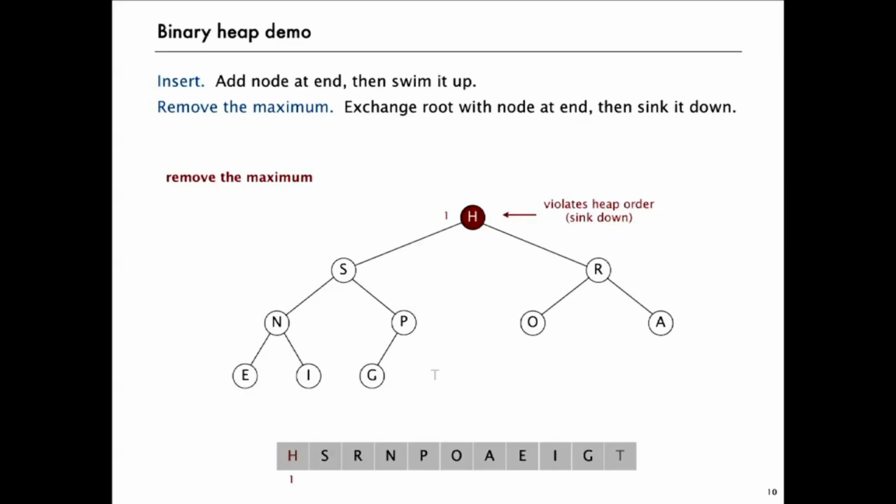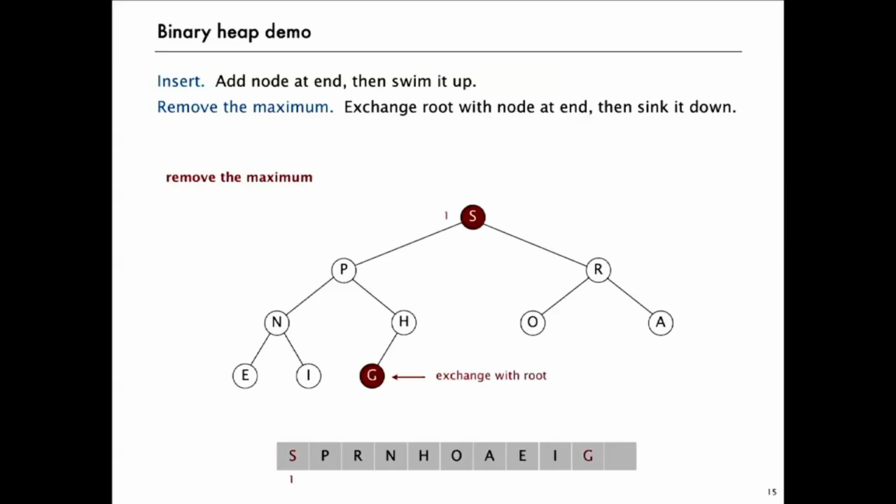So now we invoke the sink, where we exchange that node with the larger of its 2 children until we find a place where it's larger than both its children. So S is the larger of the 2 children R and S, and now H is still smaller than both its children, so we promote the larger, which is P. Now H has no right child, just a left child, and it's larger than that one, so we're finished with that operation. We've removed the maximum, and we still have our data structure heap ordered and our n keys stored in the first n positions in the array.